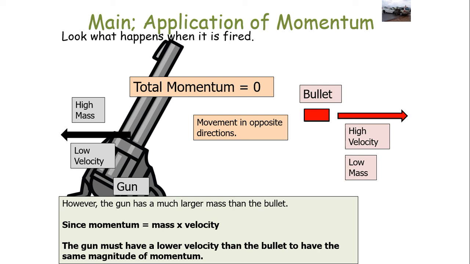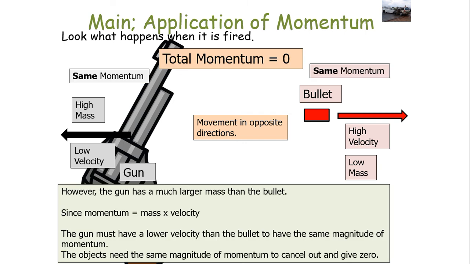Now, interestingly, if you look at the bullet, we know that momentum equals mass times velocity, and if the momentum of the bullet and the momentum of the gun have to cancel out to equal 0, because the bullet has a lower mass than the gun, it must have a higher velocity than the gun. So whilst the gun has a higher mass than the bullet, it will have a lower recoil velocity than the bullet being fired, which has its velocity to get the momentum to be the same.